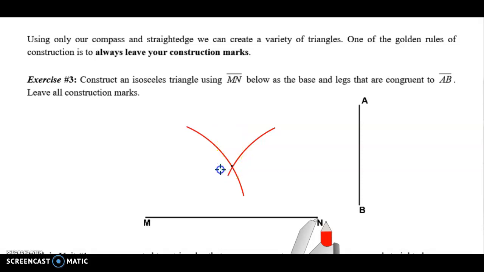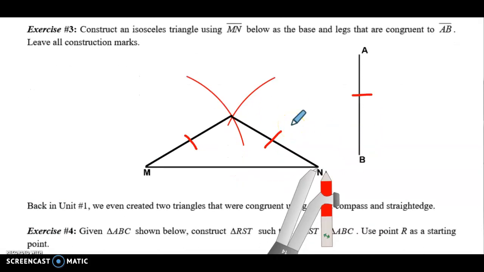And I'm going to connect that point to M, and I'm going to connect that point to N. Now, this is an isosceles triangle because the two sides are the same length. And what is that length? That length is AB. So basically, these two sides are equal to each other. How do I know that? Because I measured AB. They're actually the same length as AB is. Okay?